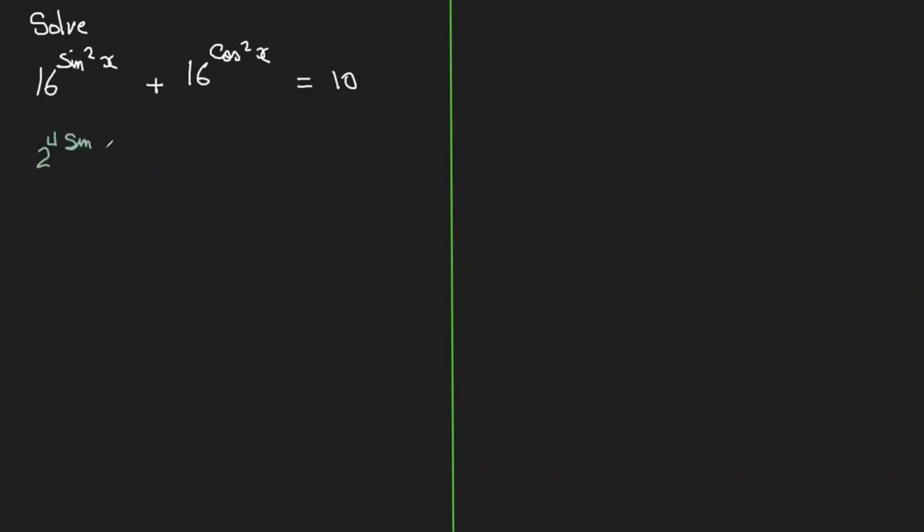sine squared x plus 2 to the power of 4 cos squared x equals 10.